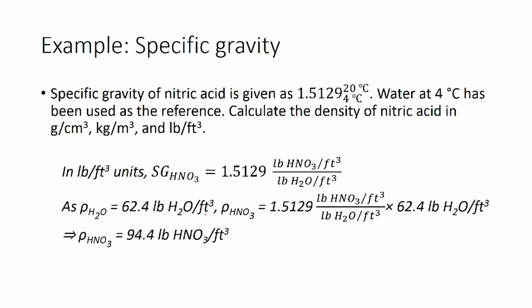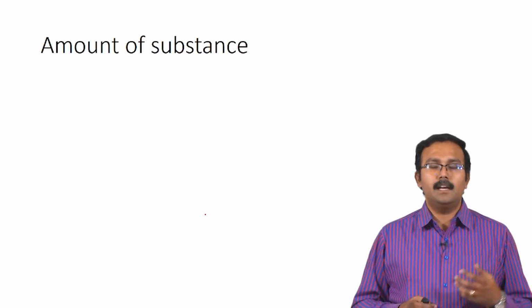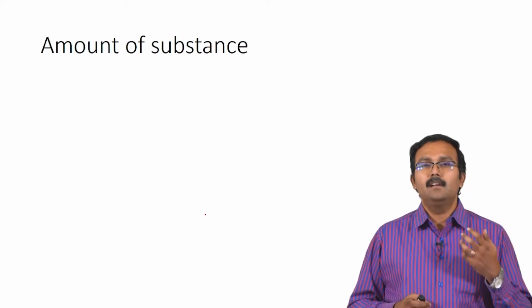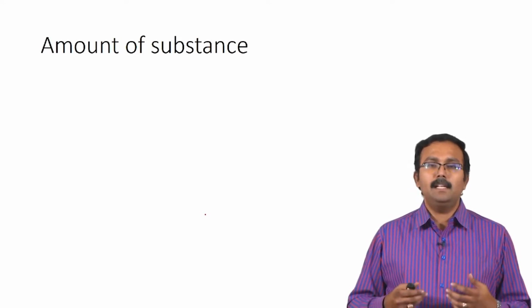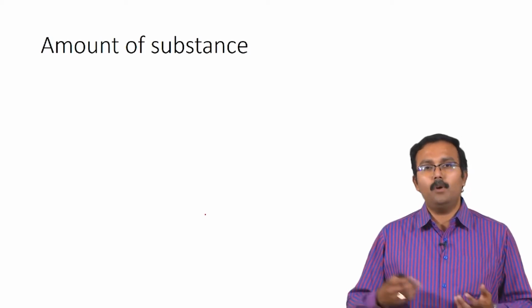As you saw, based on the units which we have used for the specific gravity, we use the appropriate densities for water to multiply, thereby getting the density for nitric acid in the different units. Another important term which is commonly used in addition to the mass and volume would be amount of substance. Any material which is coming in could be defined in terms of mass, volume or amount of substance.